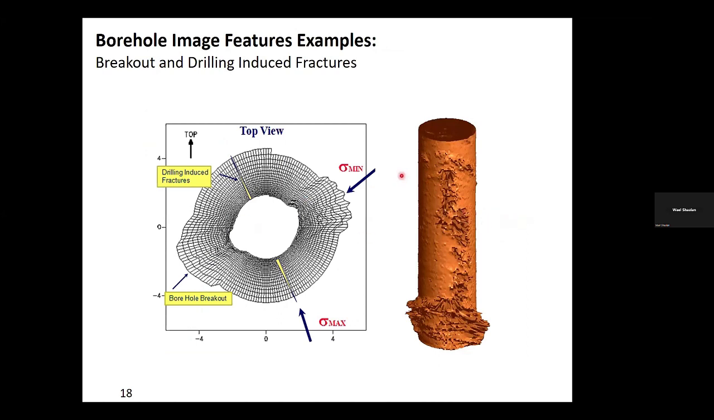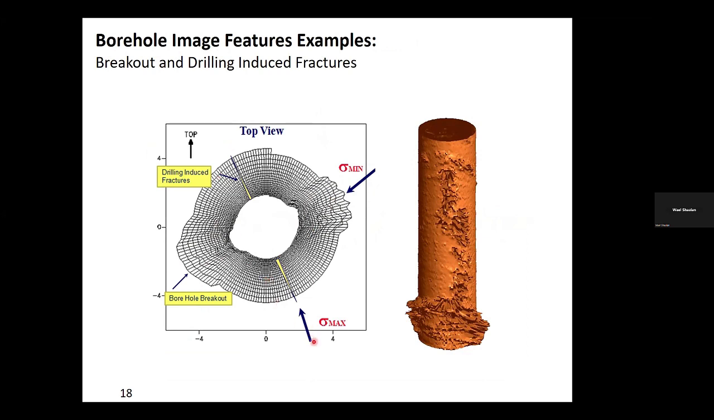Borehole breakout, now we are talking more about borehole shape analysis, so we are talking about features related to borehole shape. Image is also sensitive to these kinds of borehole shape deformation features like borehole breakouts. Borehole breakouts are shear failure, usually along two sides of the wellbore. These two sides are usually along the minimum horizontal stress.